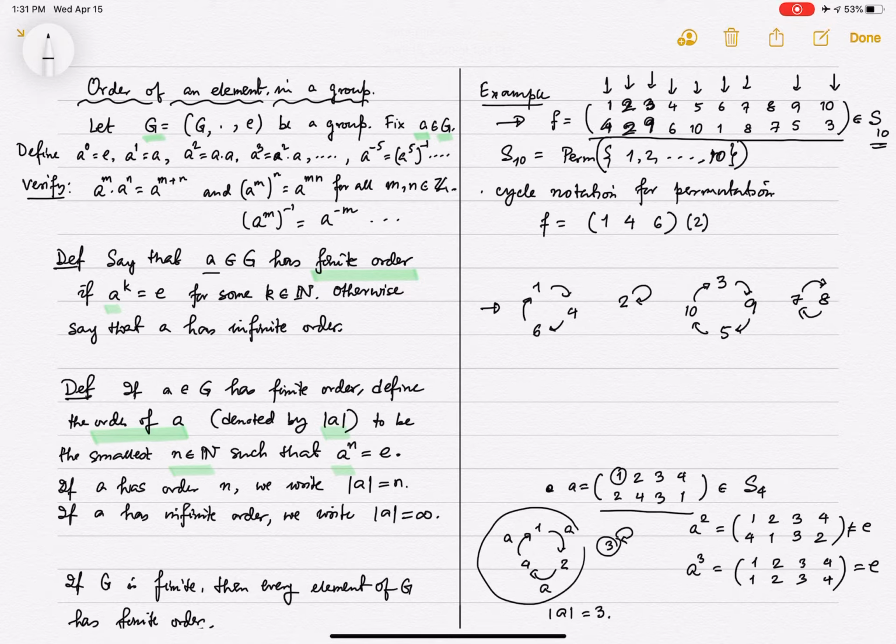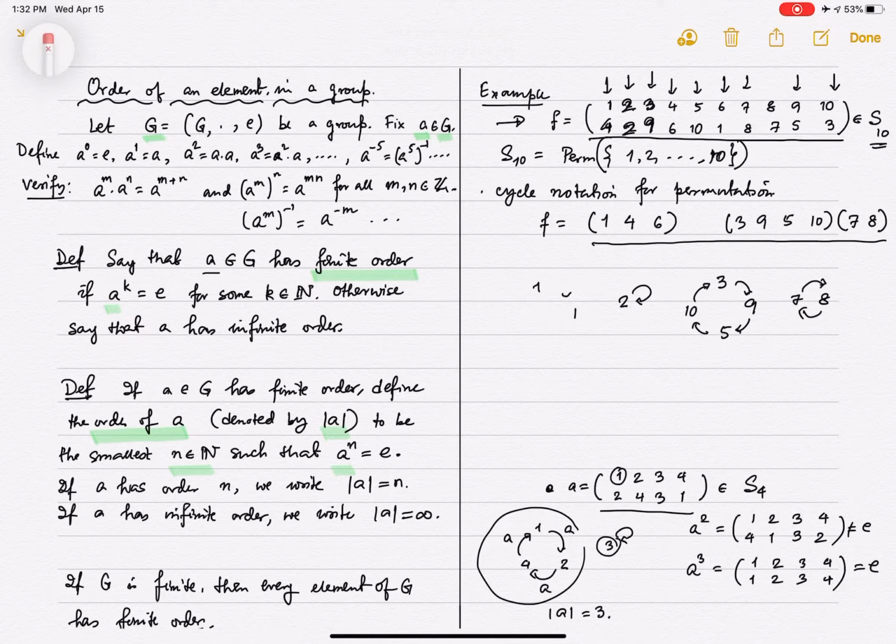2 stays at 2. And then you take the next smallest one. So every time I'm taking the smallest one that is available, 3. And then I track that. 9 goes to 5, goes to 10, back to 3. And then 7 goes to 8, goes back to 7. And then sometimes you don't even write the single ones, because if you omit something, that means that guy just got fixed. 2 just went to 2. So this now is going to be the cycle notation for F.